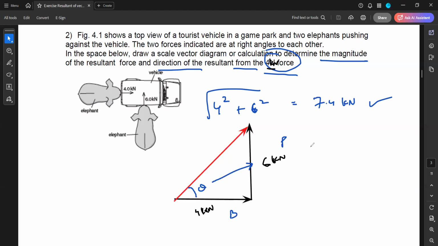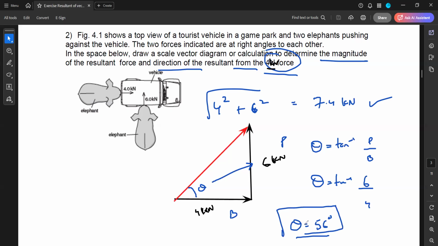So how to get the angle? Tan. You will use the formula tan inverse perpendicular divided by base. So theta is equal to tan inverse. What was the perpendicular for us? 6, and the base was 4. 6 divided by 4, what's the answer? Tan inverse gives 56 degrees. So the direction is 56 degrees from here.